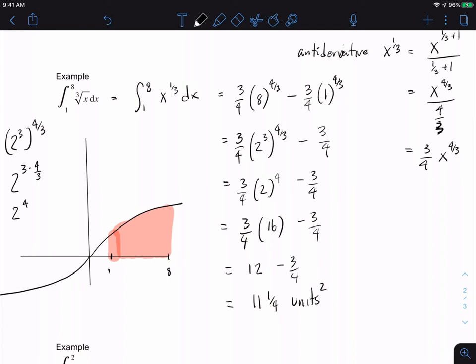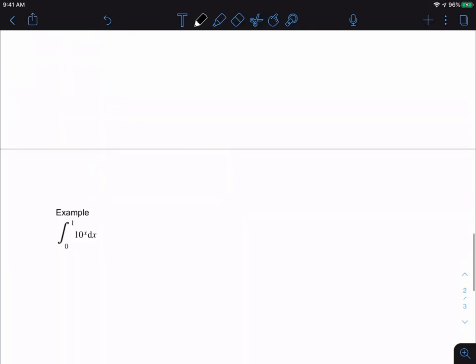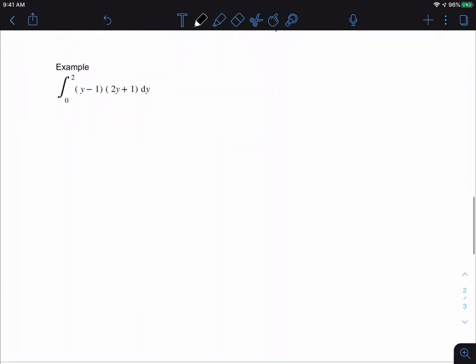So there it is. All right, let's do another example. And I have two more examples. And then I'm going to go back to do the first fundamental theorem of calculus to show you guys. Okay, so now check this out. To do this problem, it's a product. I don't want to deal with it as a product.